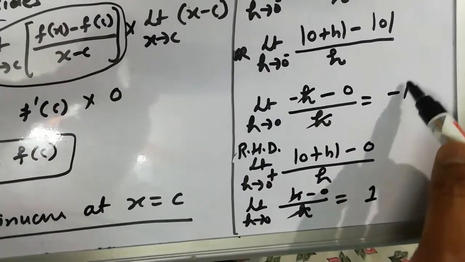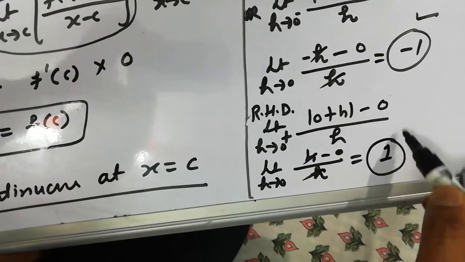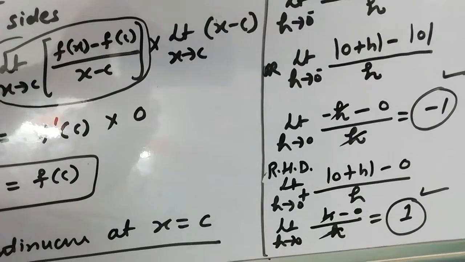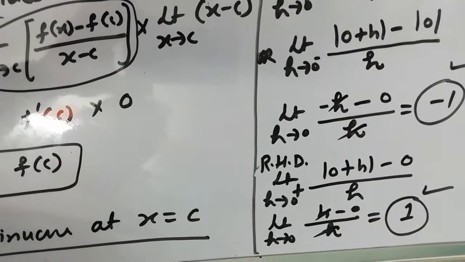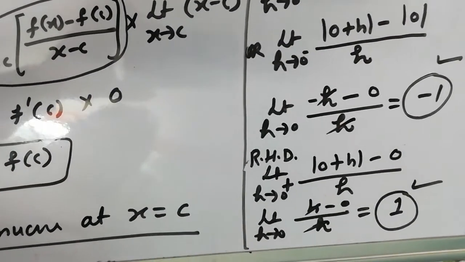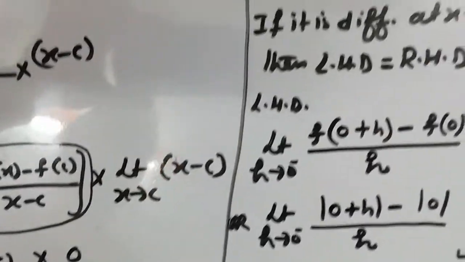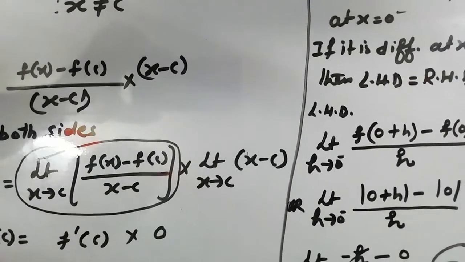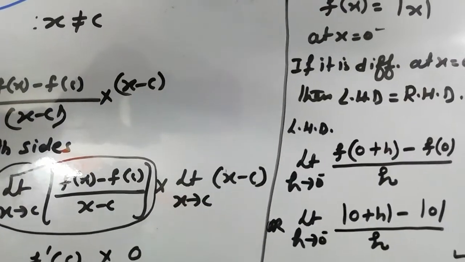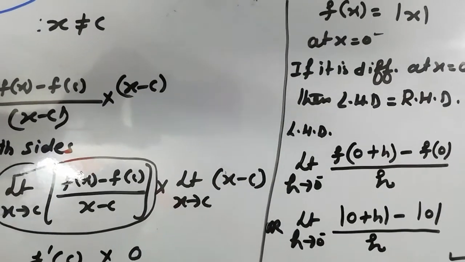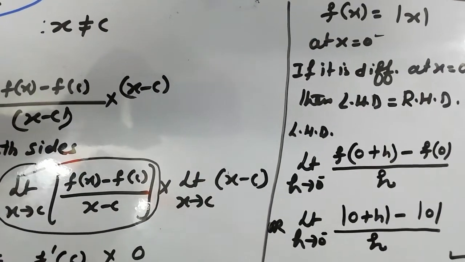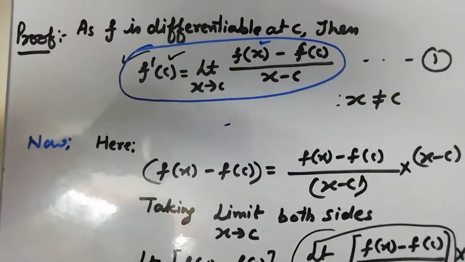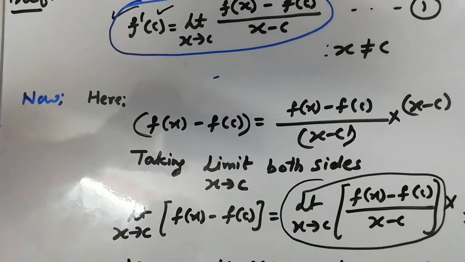Now see here, the left hand derivative is minus 1, and the right hand derivative is 1. So the left hand derivative is not equal to the right hand derivative. It means the function is not differentiable at the given point, but the function is continuous. So every function which is continuous may or may not be differentiable, but every differentiable function is continuous at a given point.